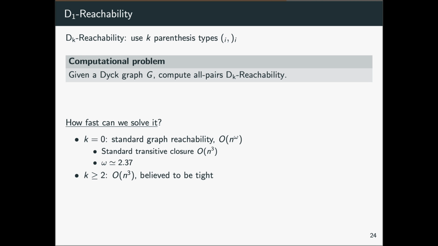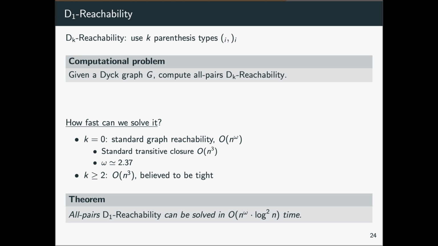When k equals 0, the problem becomes standard graph reachability, which is solvable in n to the omega time, as the transitive closure can be encoded in matrix multiplication. When k is at least 2, the problem is solvable in cubic time, and it is believed that no subcubic algorithm exists. In this paper, we obtained that Dyck-1 reachability is solvable in n to the omega log square n time, meaning only log square n times slower than the standard graph reachability.